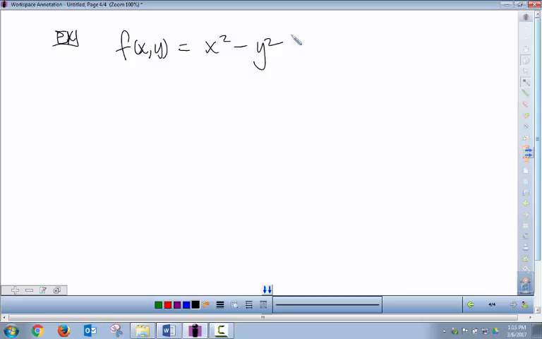All right, let's do a quick example just for computation's sake, and you'll see how simple this is. I want us to be comfortable with a lot of different notations, but this is really the easiest. So f_x is going to be what? 2x, right? The y squared is constant, so that's gone. f_y is negative 2y. That's all there is to it.